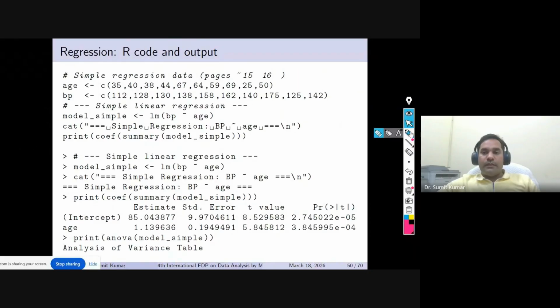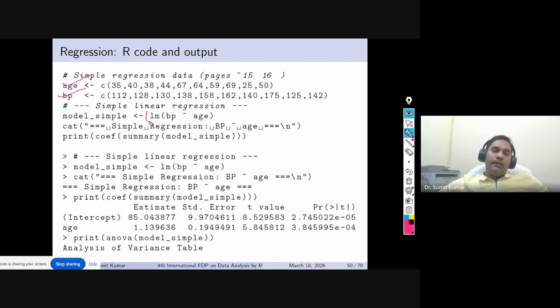These are the R code basically. Don't worry, I will take extra time. I will explain the R code here, and I will take some R classes also. So here, this is the age and BP simple linear regression model, model fitting summary.